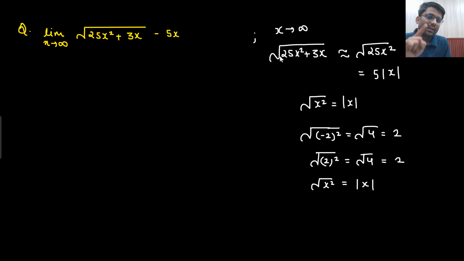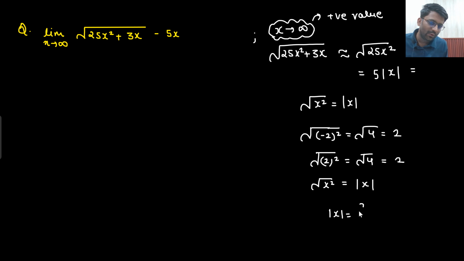So that's why under root 25x square would be written as 5 mod of x, not 5x. But notice this thing, x is tending to infinity. What does that mean? That means x is a positive large value. X is tending to plus infinity, no? That means it is a positive value. And for positive value, how do you open the mode? If x is greater than 0, then you will open it as x. Otherwise, you will open it as minus x.